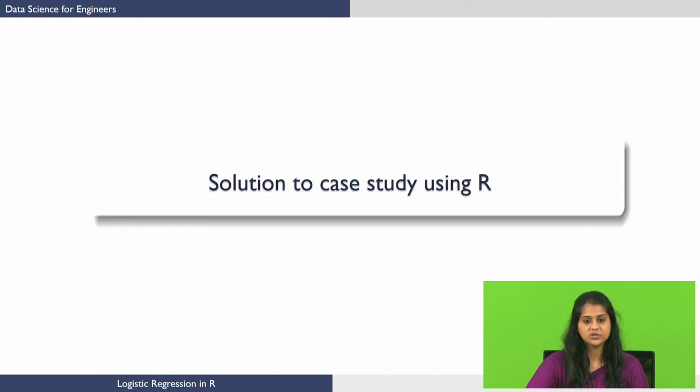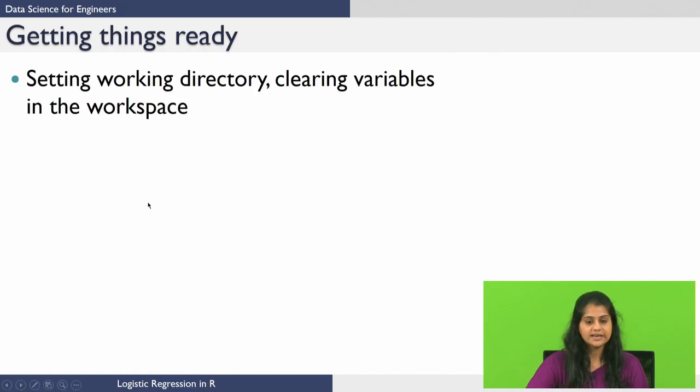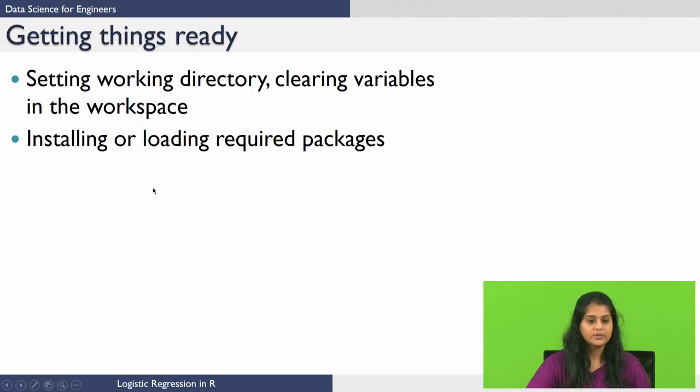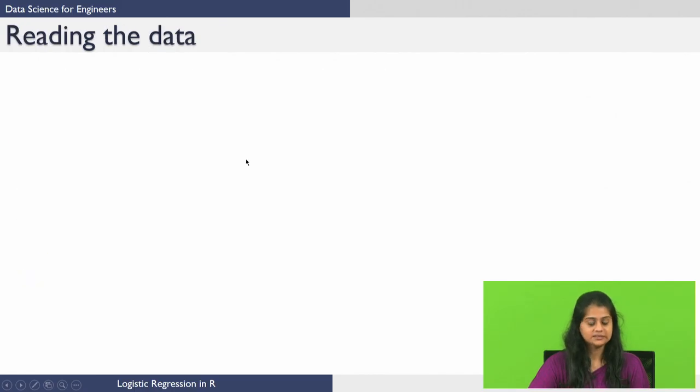Now, let us look into the solution approach. Before we jump into modeling, let us get things ready. We need to set the working directory and clear the variables in the workspace. We also need to load the required packages. In this case, glm is an inbuilt function, so we do not need any specific package to load it, whereas to use the confusion matrix, I need a package called caret, which I am going to load before I begin my modeling. I am also going to clear all the variables in the environment using this function, which we already learnt. So, now let us read the data.